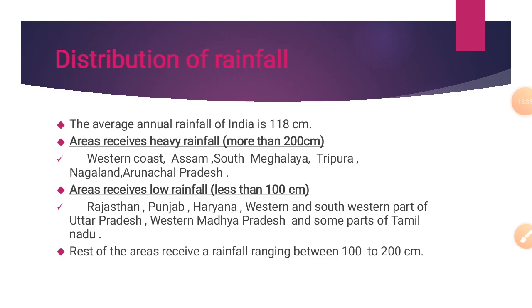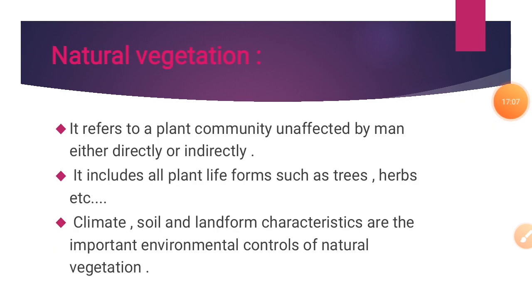It will be asked in your map exercise. The areas that receive heavy rainfall are the western coast, Assam, South Meghalaya, Tripura, Nagaland, and Arunachal Pradesh. If they ask for low rainfall areas, you have to mark Rajasthan, Punjab, Haryana, western and southwestern parts of Uttar Pradesh, western Madhya Pradesh and some parts of Tamil Nadu. Next question is, what is natural vegetation? It refers to a plant community unaffected by man either directly or indirectly; that is called natural vegetation.